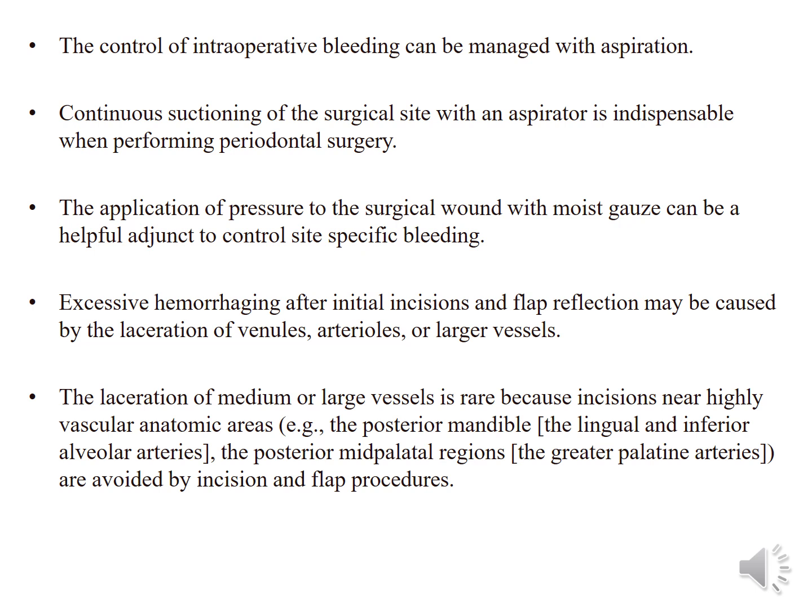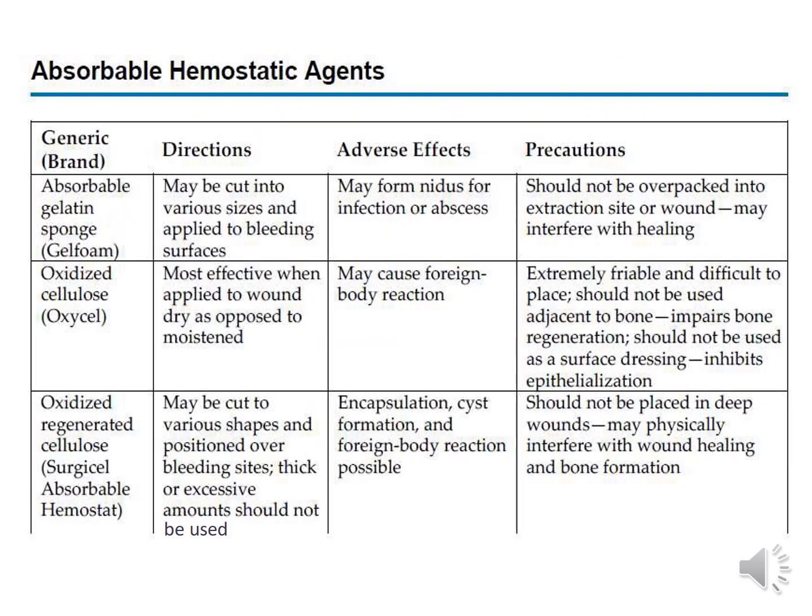Excessive hemorrhage results from laceration of venules, arterioles and larger vessels. Laceration of medium and large vessels is rare because incisions are rarely made in highly vascular anatomic areas. Some of the absorbable hemostatic agents are oxidized cellulose, oxidized regenerated cellulose, and gelatin sponge, which may be cut into various sizes and kept over the site. But it should not be overpacked on the extraction site because it may interfere with healing. Oxidized cellulose is extremely friable, and oxidized regenerated cellulose should not be placed in deeper wounds.